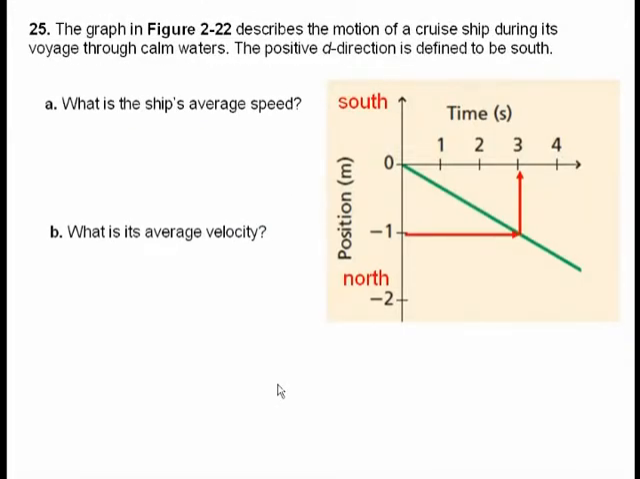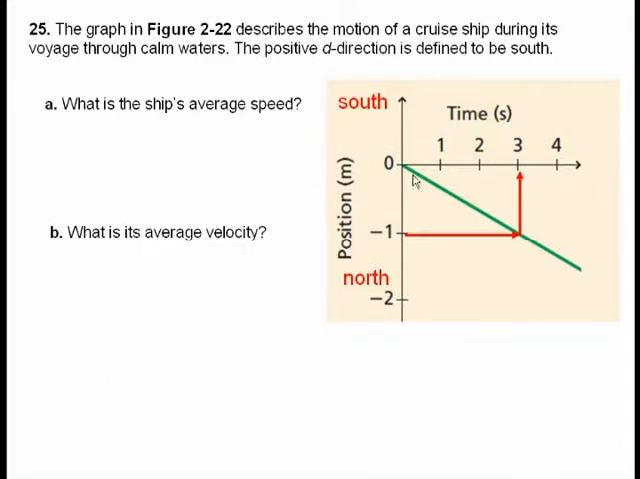All right, reading our graph here, the graph describes the motion of a cruise ship during its voyage through calm waters. The positive d direction is defined as south. So I labeled south up here on the positive side of the graph, and the negative side of the graph then would be north. They're asking us what is the ship's average speed and what is the average velocity.